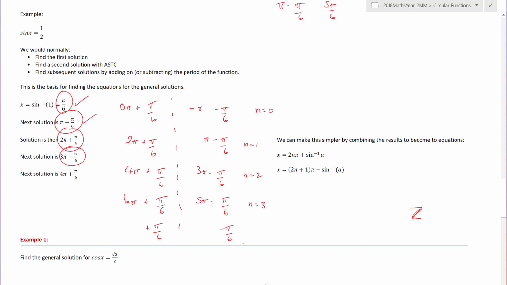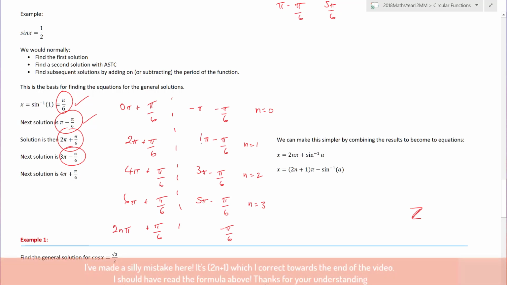These are all my even numbers. We've already done that with the cosine, so that's 2n pi plus pi on 6. But how do I get the odd numbers? Remember, these are odd numbers, 1, 3, 5, 7, 9. Well, it just so happens, to gain the odd numbers, you do 2n minus 1. And there, ladies and gentlemen, are 2 equations to help me find the general solutions of sine. So yeah, there are 2 solutions.